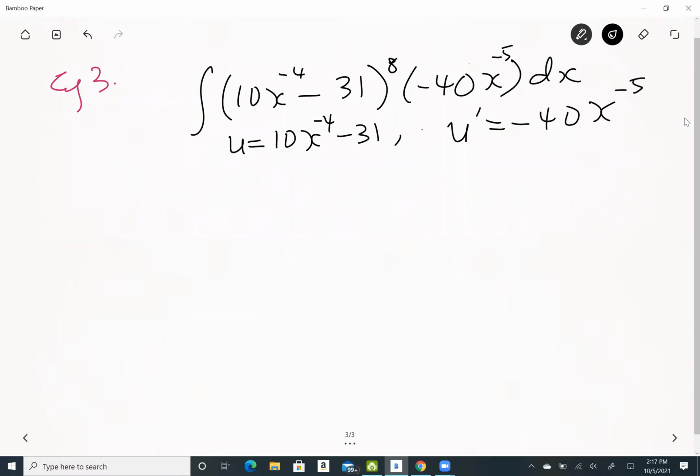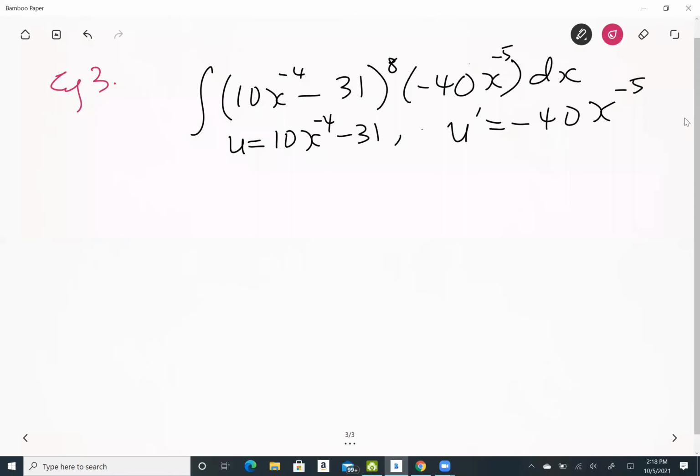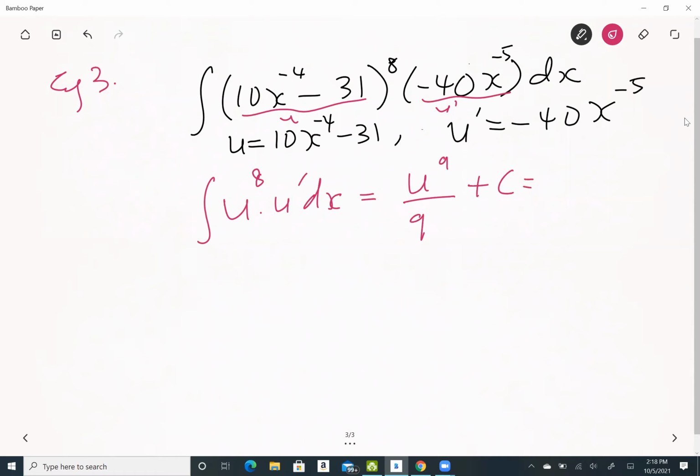Okay. So what do I have? I have the form. U prime is -40x to the power of -5. So that is u prime, and then this is u. So I have the form integrate u to the power of 8 multiplied by u prime dx. So what is the integral? The integral is u to the power of 9 over 9 plus c. Now you put in the terms in the bracket. We have 10x to the power of -4 minus 31, all right, over 9 divided by 9 plus c. Okay. All right.